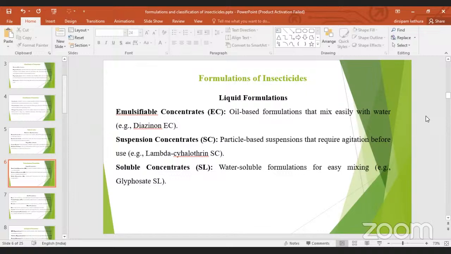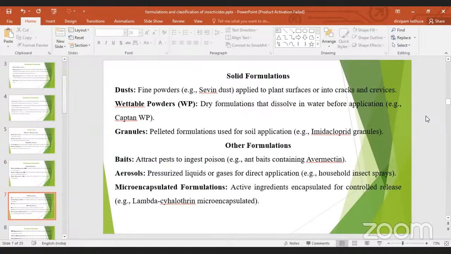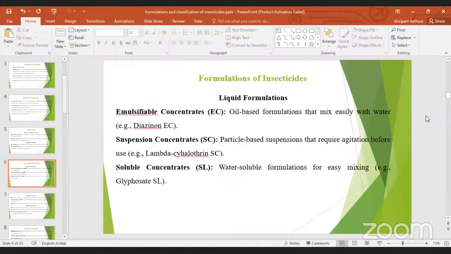And the next part is formulations. This is the exact part which we have to study. Till now, we have studied the introduction. Okay. And coming to the formulations of insecticides, there are three different types of formulations which we are going to study. The first one is liquid formulation, the second one is solid formulation, and the third one is other formulations, other than liquid and solid. Okay. Coming to the first one, liquid formulation, emulsifiable concentrates.